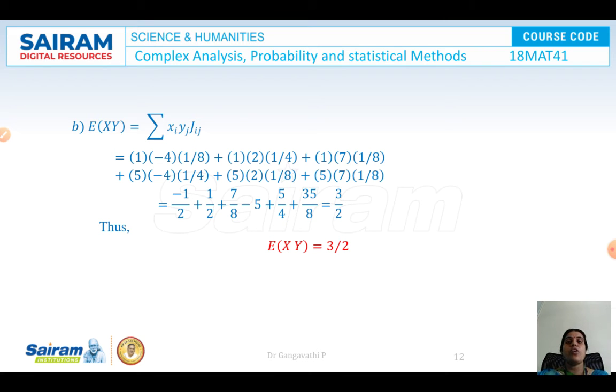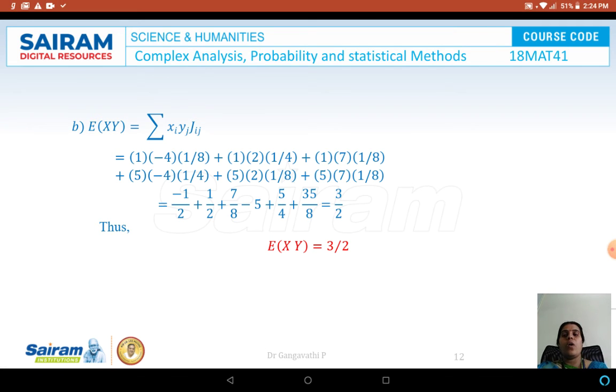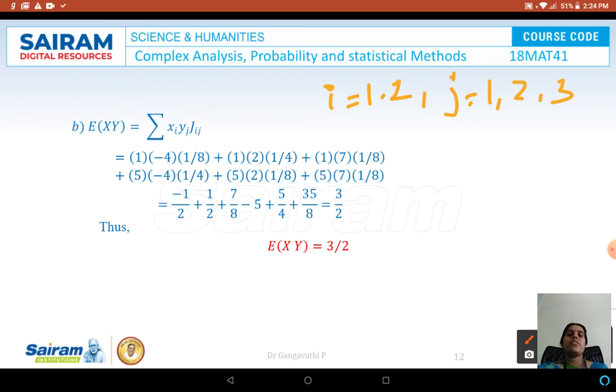By the definition, we know it is xi into yj into fij. We all know that i is equal to 1 and 2 and j is equal to 1, 2 and 3. So first we can substitute the values for i and later the values for j. If we do so, when I substitute i equal to 1, x1 into yj plus x2 into yj. So I have just given the values 1 and 2 for i. Now we can substitute the values for j as 1, 2 and 3.